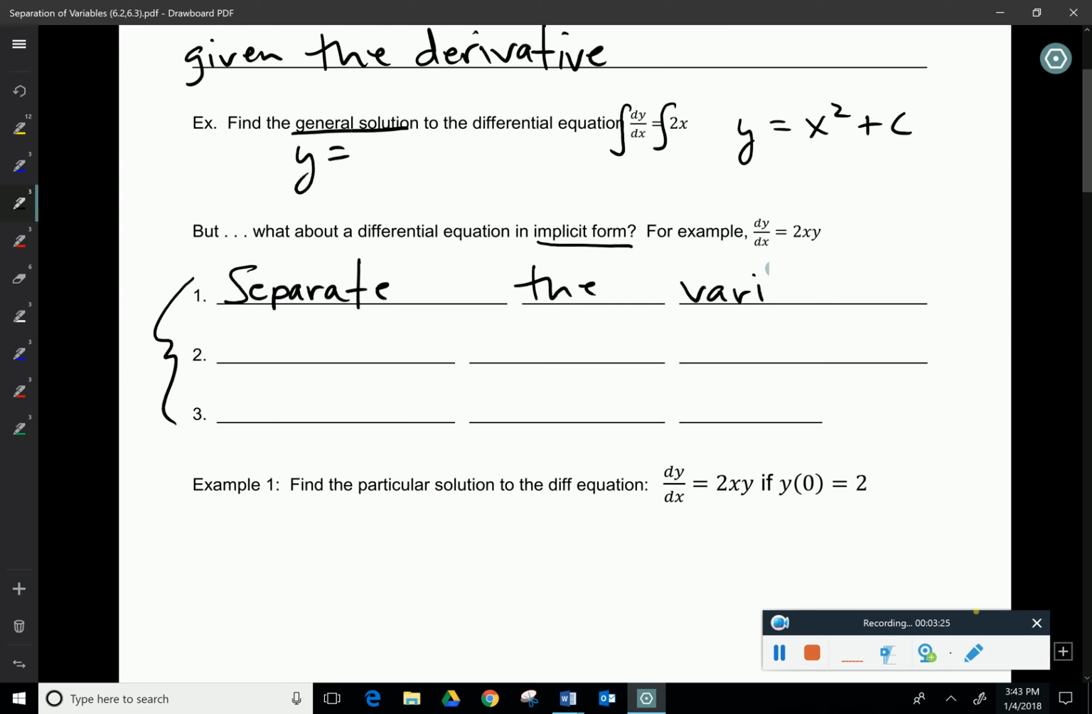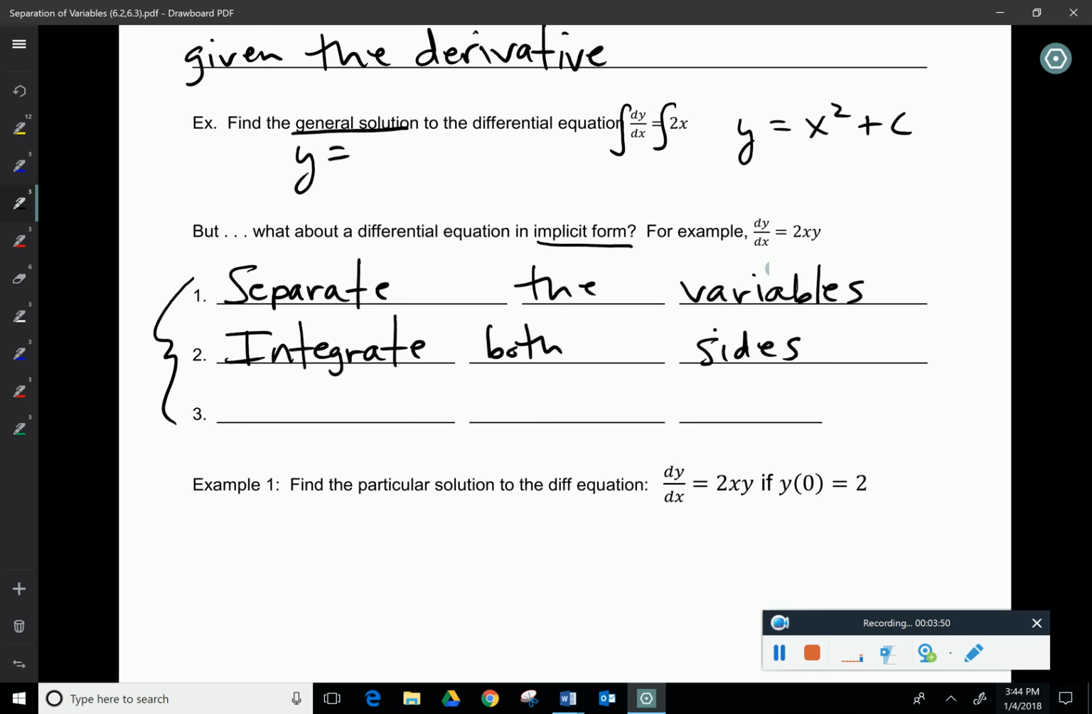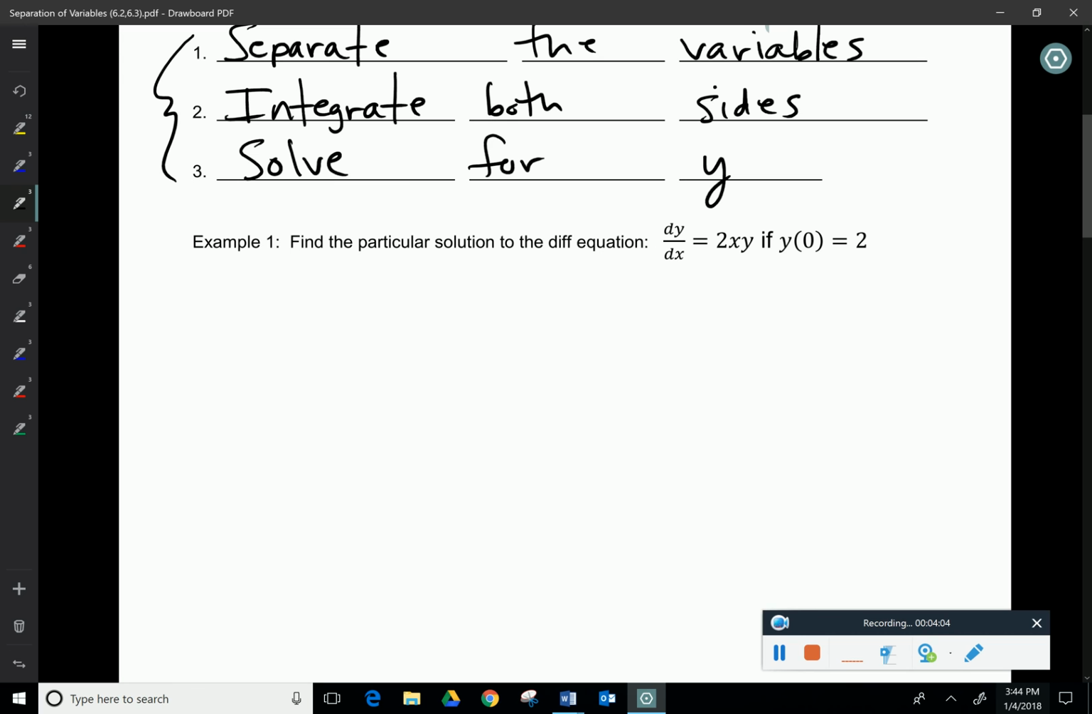So the first thing you want to do is separate the variables, and I'll show you down below how you do that. Once you have them separated, meaning the x is on one side and the y is on the other side, then it's back to what we did before. You can integrate both sides, and then for your final step, make sure you actually have solved for y. If I want to find the general solution, then I want to solve for the original function, so solve for y.